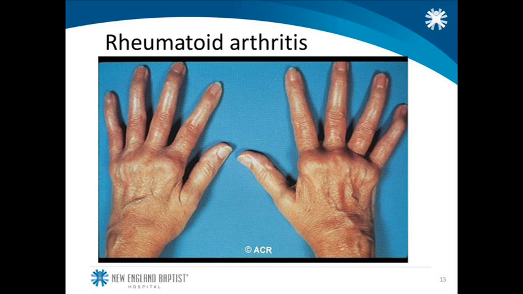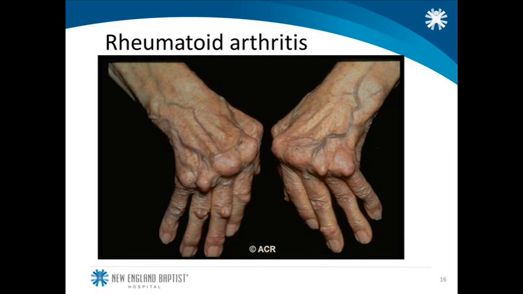This is a patient with rheumatoid arthritis with classic synovitis at the MCP joints, and a more extreme example of rheumatoid arthritis with subluxation at the MCP joints and the formation of rheumatoid nodules. So these are the changes that we're trying to prevent with early and aggressive treatment of rheumatoid arthritis.